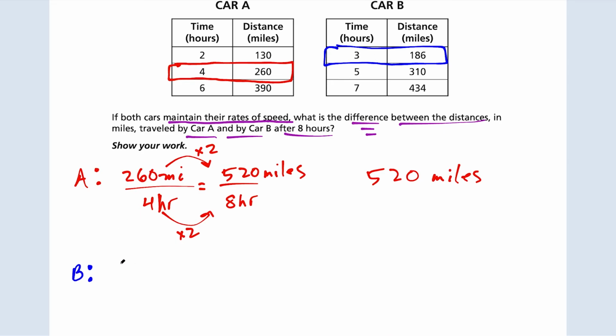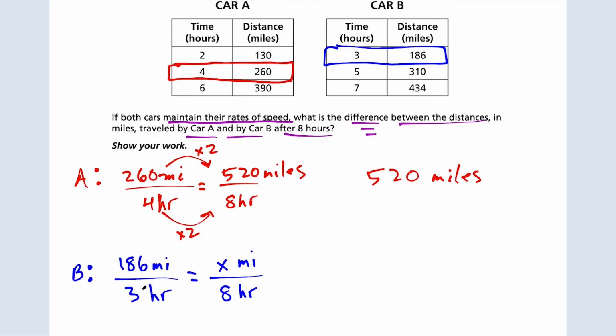So we have car B goes 186 miles in 3 hours. So we could set up this ratio here. So we have 186 miles for 3 hours. And now we're going to set this equal to, we want to know how far does the car go after 8 hours. So we have 8 hours on bottom, and we're going to have x miles on top.